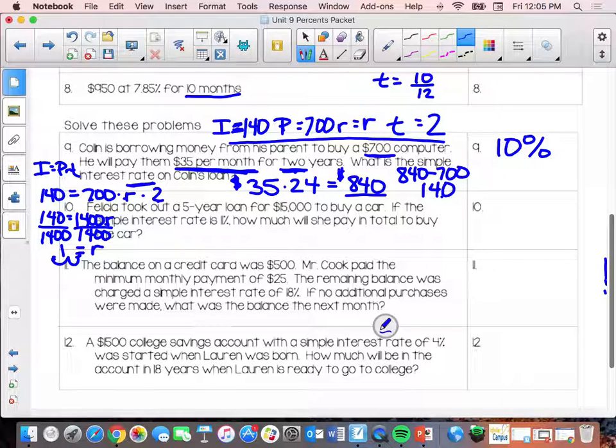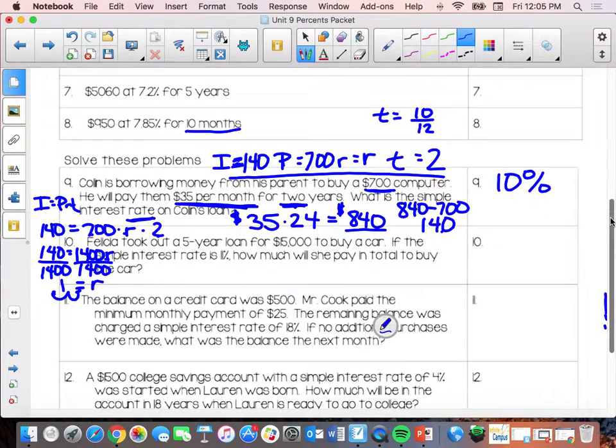If you got 150%, you'd know that you did something wrong. That's probably one of the harder problems on the packet or on this page. That's why I did that one with you. I'd be happy to answer more questions later. I'm just going to end with one more thing.